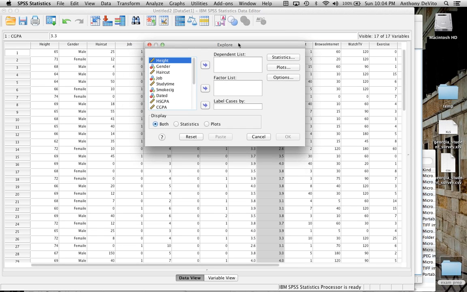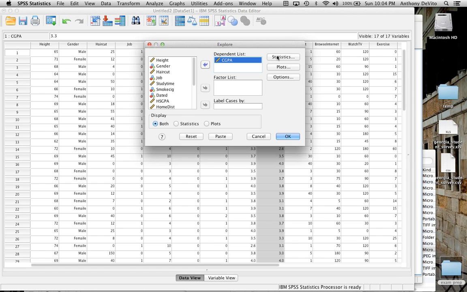It brings up a box that allows me to tell it in the dependent list what is the variable that I want to find the descriptive statistics for. And I'm not even sure if this is really what the problem asks for, but I'm going to work with this instead. Anyway, college grade point average. So I'm going to move that into the dependent list.